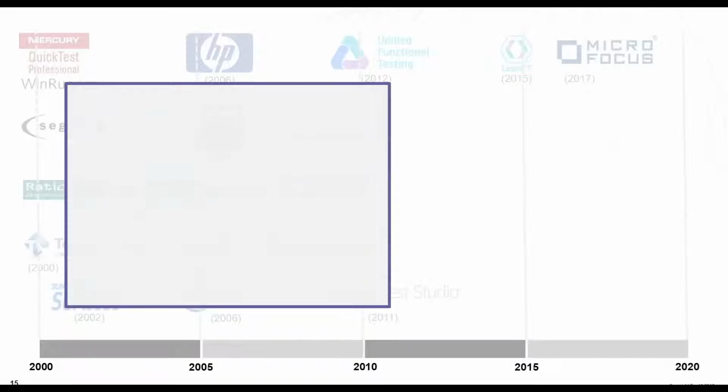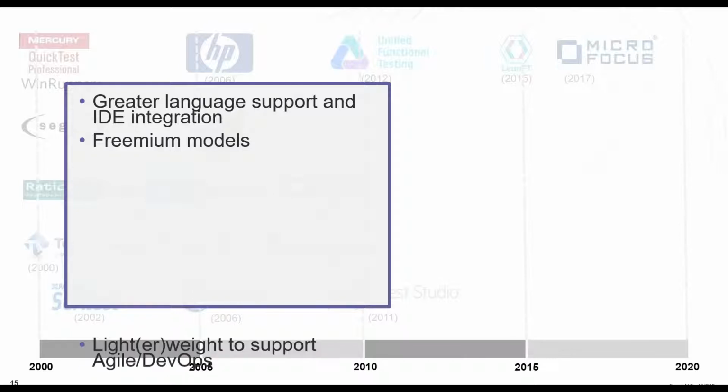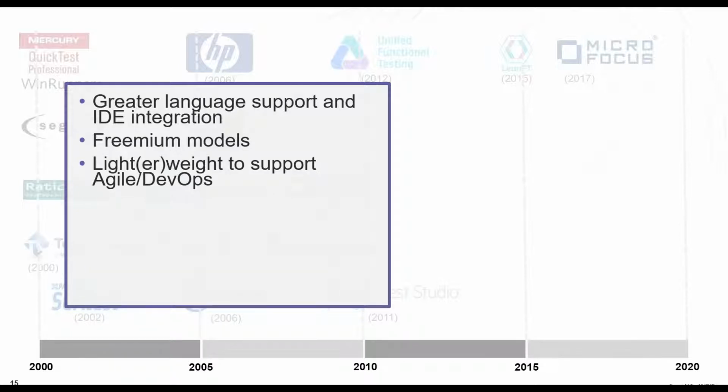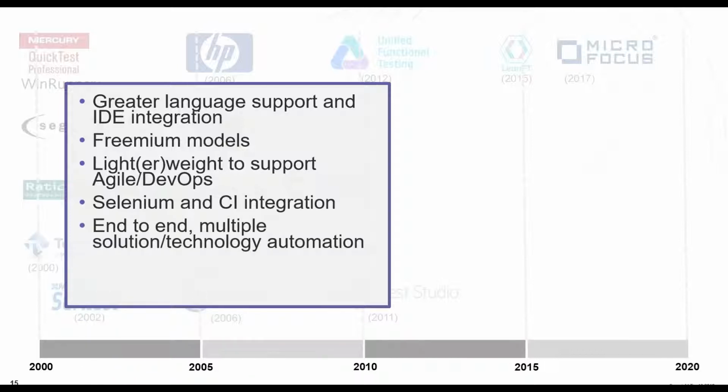Common themes include greater language support and common IDE integrations, such as Eclipse and Visual Studio. We have a number of them adopting freemium models to encourage adoption. We have re-architectures to become lighter weight to support Agile and DevOps models. We have Selenium and CI integration. And typically the balancing of their legacy strengths and focus around non-technical users and technology support across multiple architectures and technologies, with appealing to developers and dev in tests.